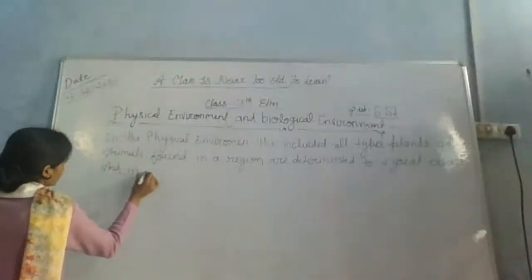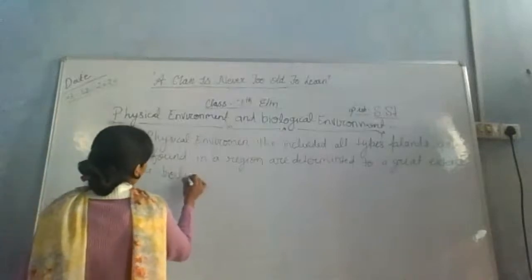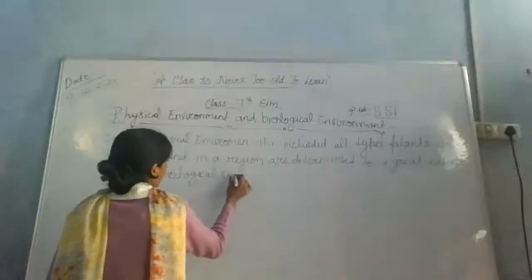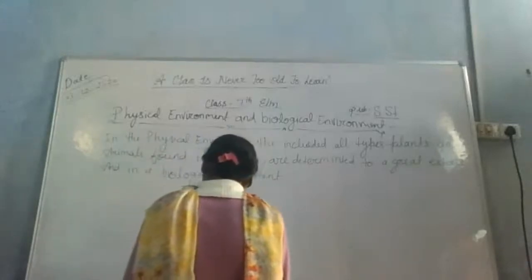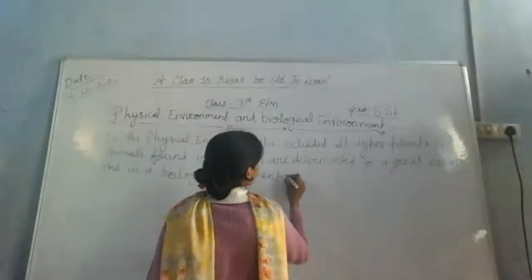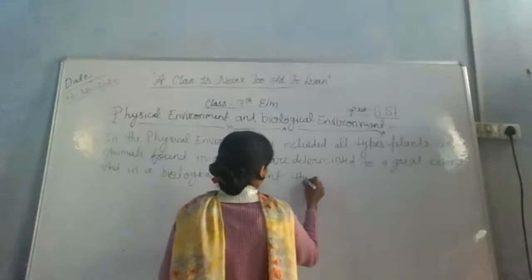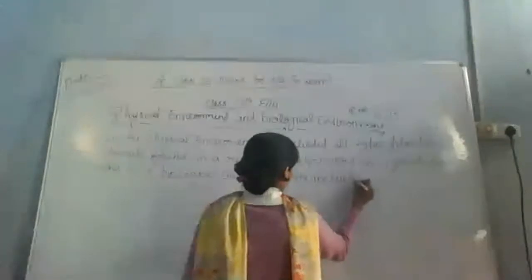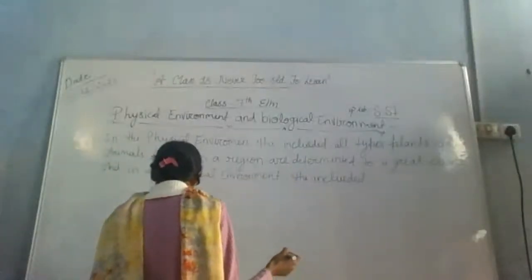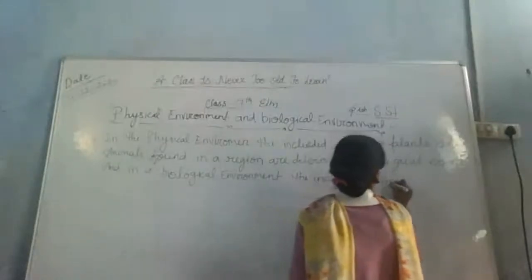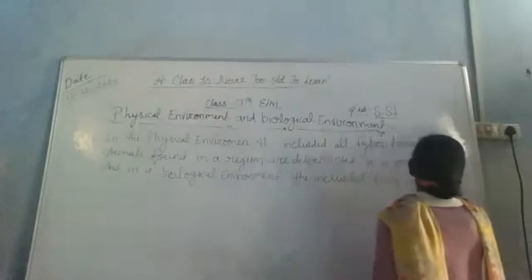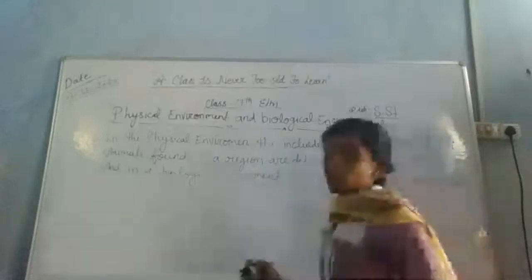Okay. And in a biological environment, in a biological environment, included living components like your plants, animals, these things, and microorganisms, living components.